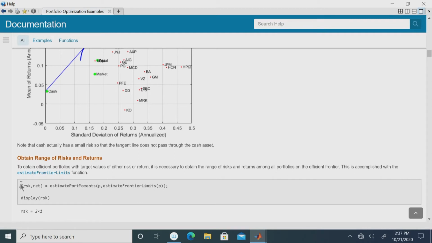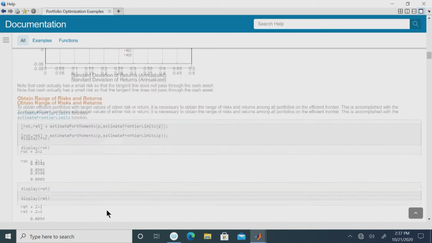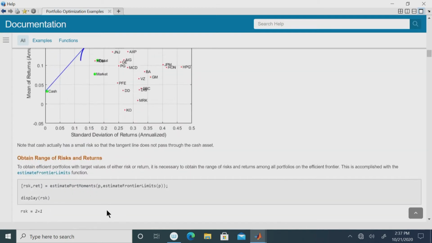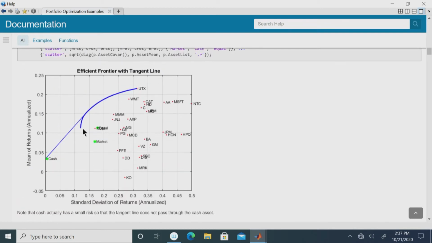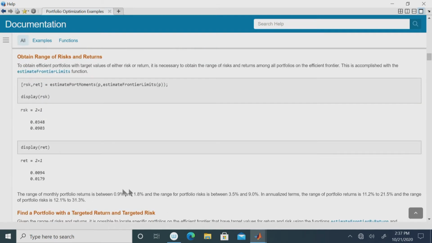In order to accomplish this, we talk about what is known as the estimate frontier limits function. What does estimate frontier limits do? Before you can set your target for your return, or set a maximum tolerance for risk level, you first need to know the values of return and risk at this endpoint and at this particular endpoint, so that you do not end up choosing a return that is not even anywhere on the efficient frontier. So, accordingly we get this.